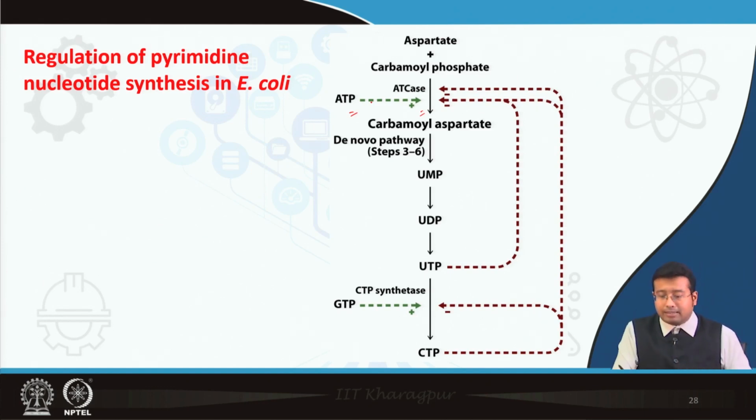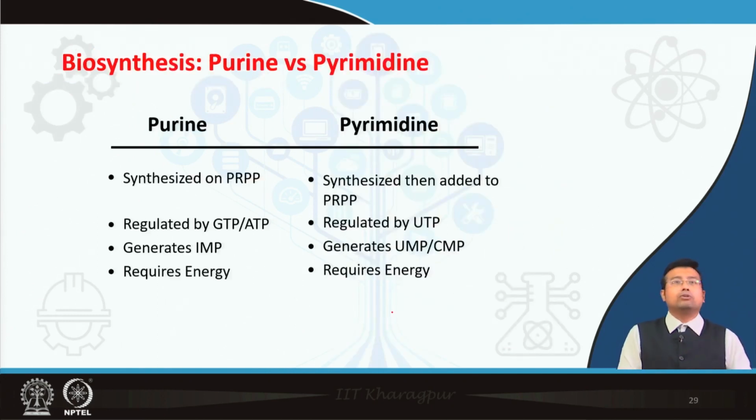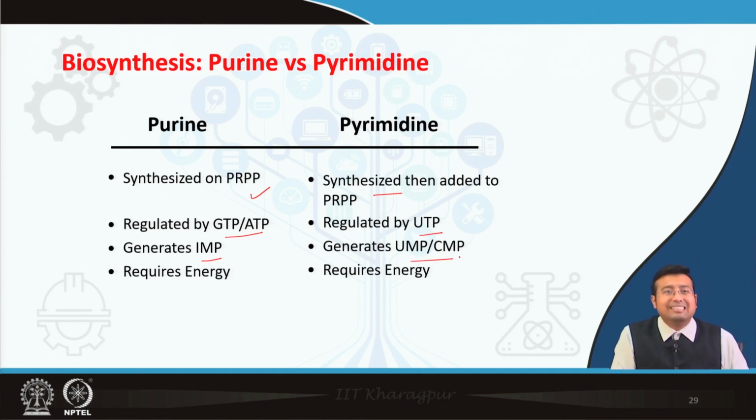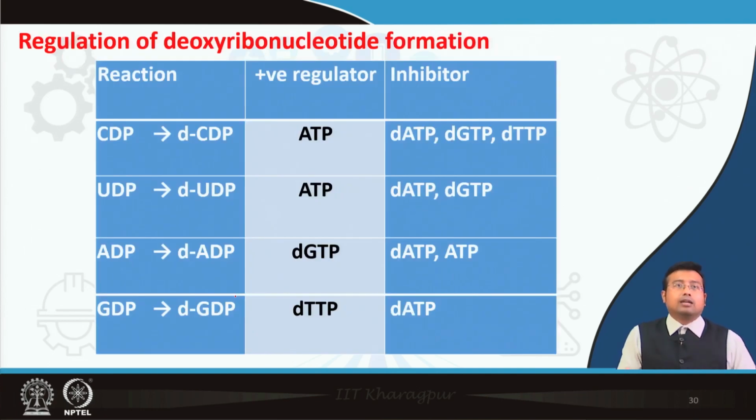Also, you should keep in mind CTP inhibits its own synthesis by feedback inhibition, and GTP actually helps its own synthesis allosterically. So, the basic difference between purine and pyrimidine nucleotides, as I told you: purines are synthesized on PRPP, with the ribose molecule on top of it, whereas the pyrimidine ring is first synthesized and then added to PRPP. It is regulated by reciprocal regulation. I hope you remember GTP and ATP, it is mainly regulated by UTP; it generates IMP, here it generates UMP and CMP, and both require energy, right. This is not a difference, we are just comparing and contrasting.